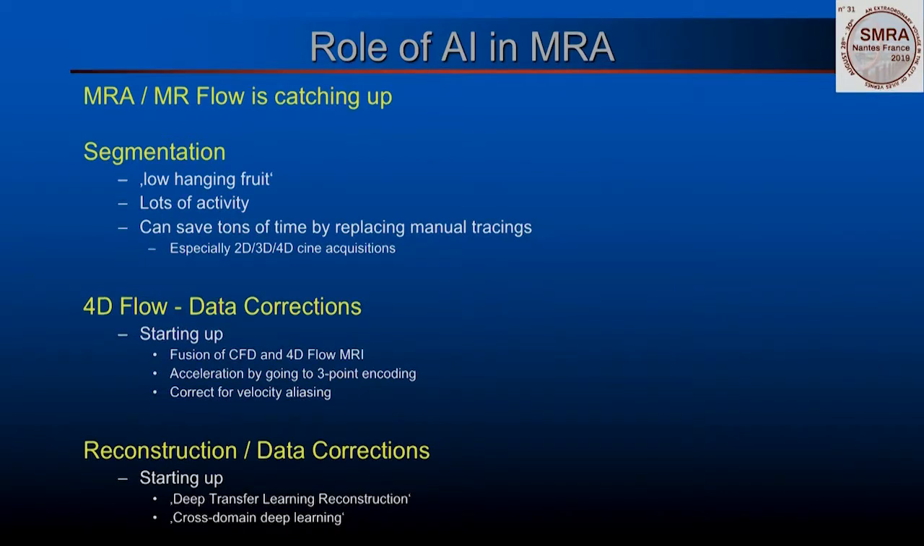There is also some early work on data corrections. There will be a presentation, and we already saw one, on fusion of CFD and 4D flow with the help of machine learning, and acceleration by going to 3-point encoding. I've seen some work on velocity aliasing corrections. And in the reconstruction world, there are a couple of talks, not in this session but later in the meeting, on deep learning, deep transfer learning reconstruction, and cross-domain deep learning, improving reconstruction results with machine learning. And with that, I'm done with my overview of the field.